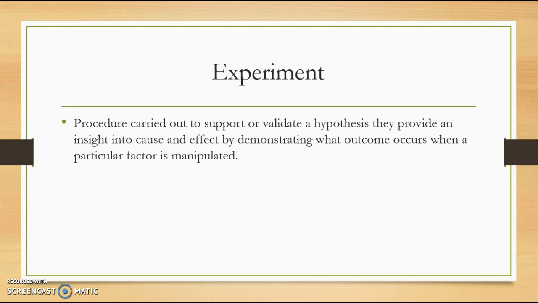Another type of research design is an experiment, which is a procedure carried out to support or validate a hypothesis. They provide an insight into cause and effect by demonstrating what outcome occurs when a particular factor is manipulated. An example of this could be something along the lines of, does substance A affect the flexibility of a young female British gymnast within their hamstrings?